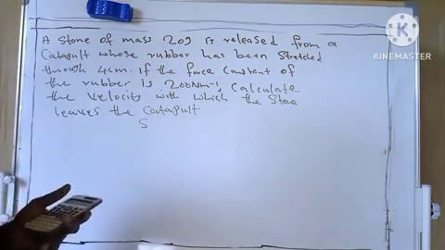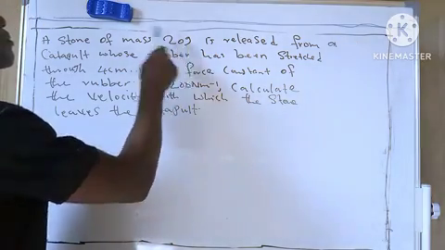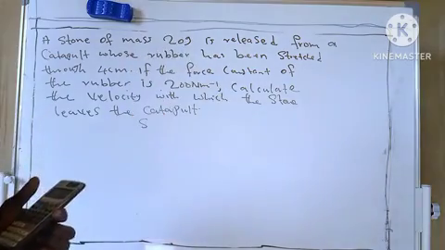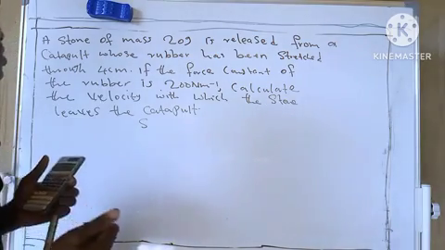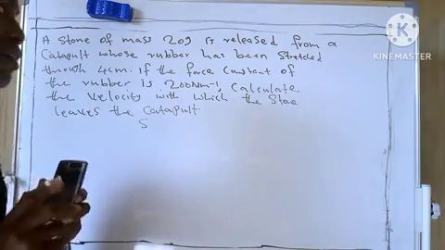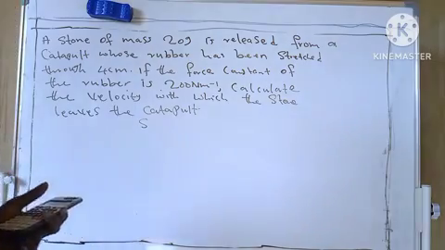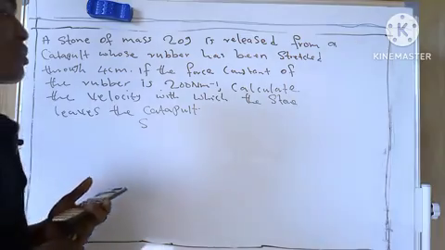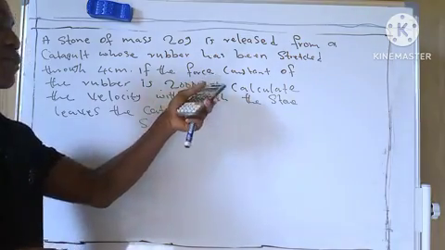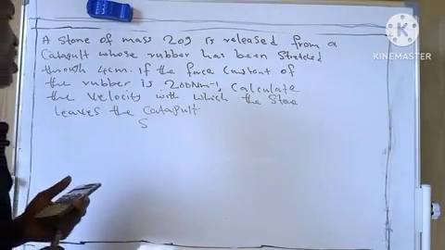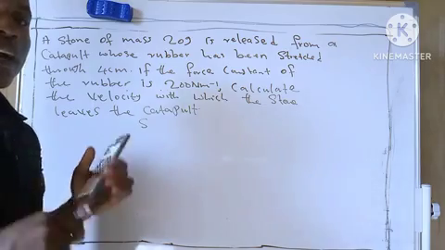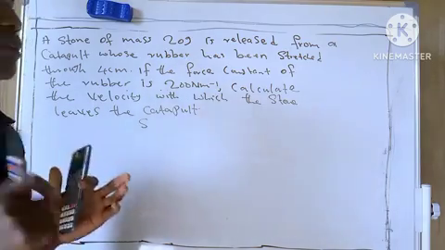A stone of mass 20 gram is released from a catapult whose rubber has been stretched to 4 centimeters. If the force constant of the rubber is 200 Nm^-1, calculate the velocity with which the stone leaves the catapult. So we are asked to calculate the velocity.